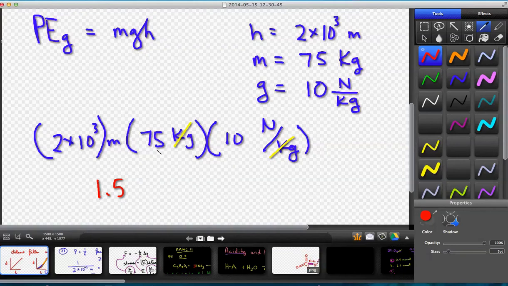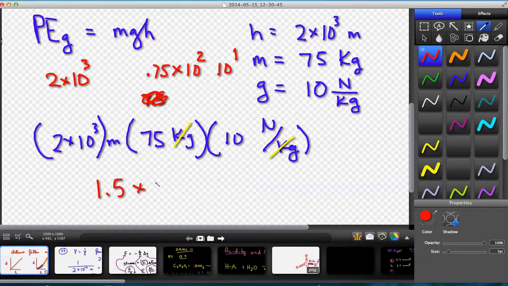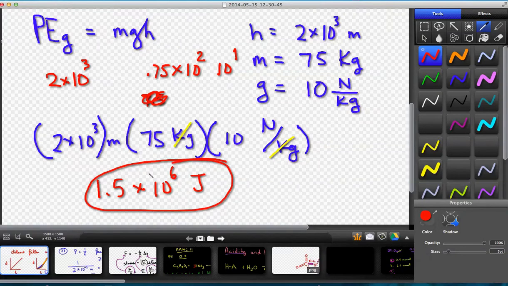So what I'm going to do now is this is 7.5. Well, actually, let's do this. Let's do 0.75 times 10 to the 2. This is 10 to the 1. This is 2 times 10 to the third. This is my 1.5, and of course I add all my exponents. That's 10 to the 6th joules. We're done. Now it's D. I never complete the math until I know I have to. I always do a little piece and I see what I can eliminate.